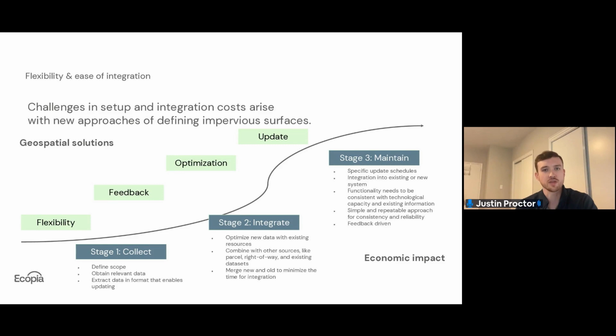And then finally, stage 3 is just being able to maintain that data set. So we want to align with your goals and ensure we have a set update schedule. We want to make sure this is a simple and repeatable approach for consistency and reliability purposes.